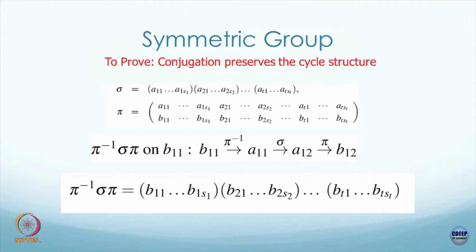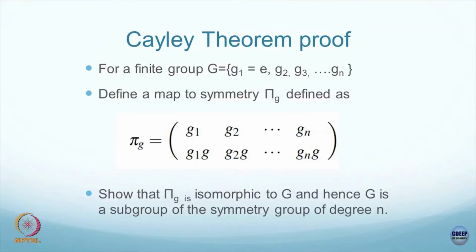So, that is why I said pi inverse sigma pi ultimately can be rewritten as S1 cycle, S2 cycle up to ST. The next thing which I wanted to show was the proof of Cayley's theorem. That was also one of the problems which I had given you.